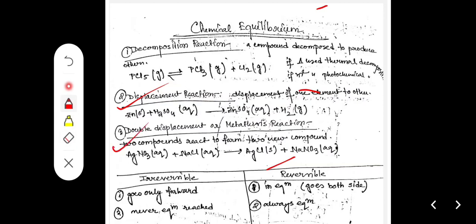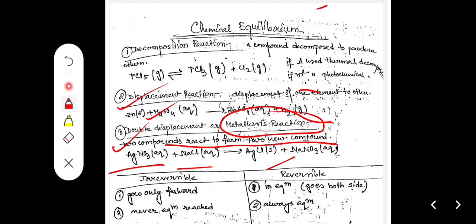Now we consider double displacement or metathesis reaction. The most popular term is metathesis reaction, the less popular term is double displacement reaction, but both are the same. Two compounds react to form two new compounds. For example, AgNO3 and NaCl, both in aqueous state, produce AgCl solid and NaNO3 aqueous. AgNO3 is a defined compound, NaCl is also a defined compound, but they react to each other to produce two completely different compounds, AgCl and NaNO3.